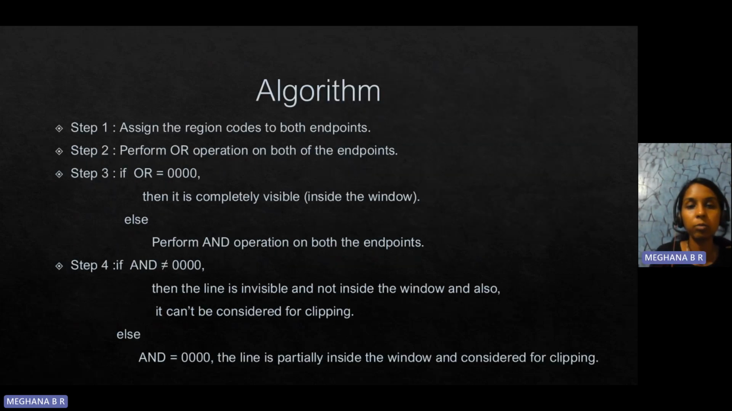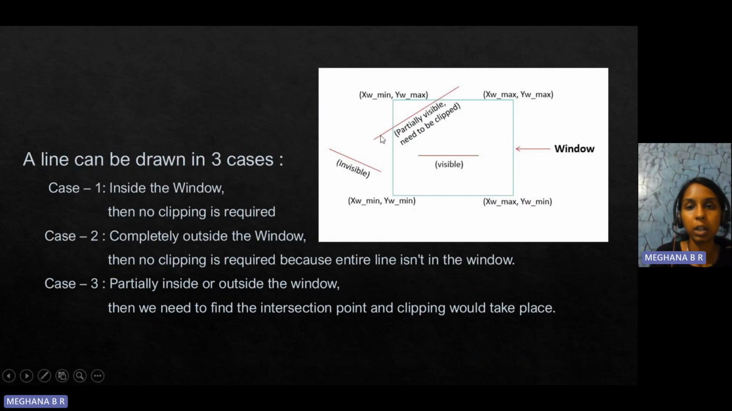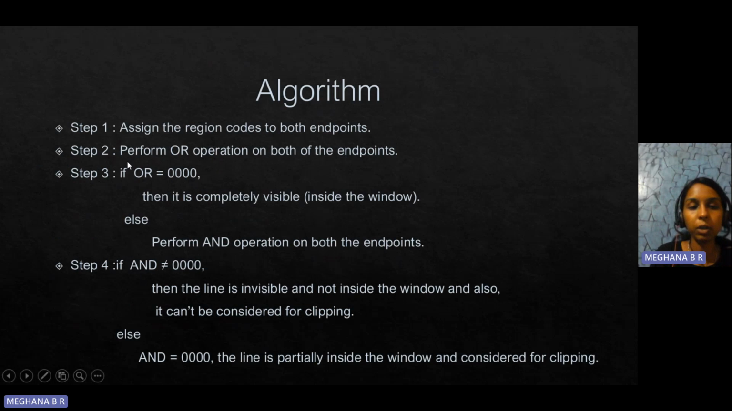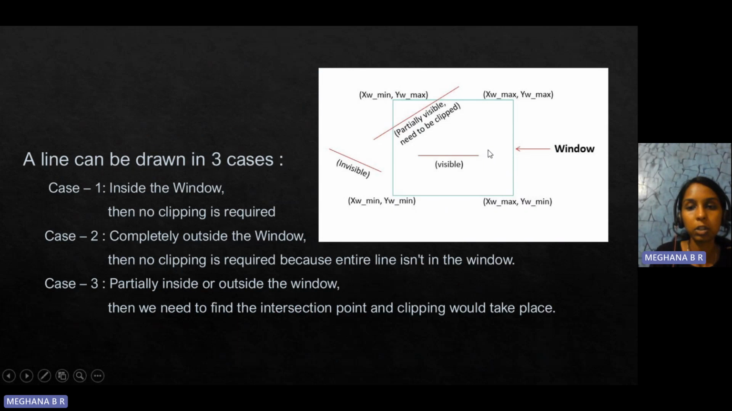So we'll see the algorithm for this. In step one, you have to assign the region codes to both the endpoints. If we consider this as a line, then you have to consider the region codes for these 2 points. After that, you have to perform the OR operation on both of the endpoints. When you perform the OR operation and the result is 0000, then the line is completely visible. That is, the line is inside the window, so this line will be visible.